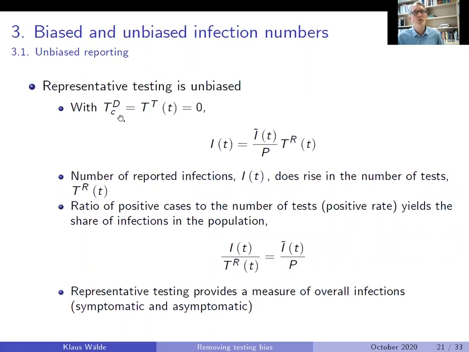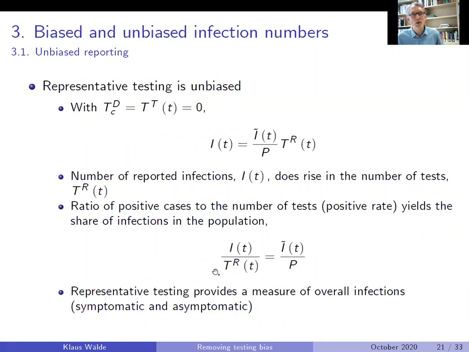So when we set all the tests due to symptoms and all the tests of travelers equal to 0, then the number of infections is given by the ratio of infections in society. Now this is with and without symptoms, so this is different to testing by symptoms. So this is I tilde, with and without symptoms, times the number of representative tests we undertake.